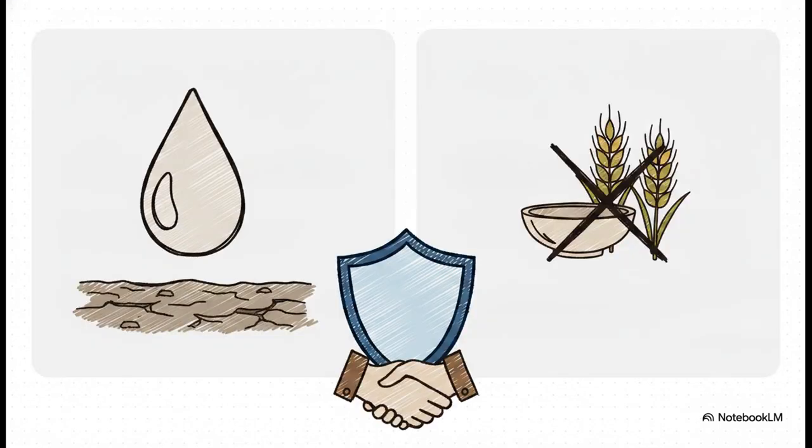Now, it is absolutely critical we separate myth from fact right here. A drought and a famine, they are not the same thing. A drought is a severe shortage of water, whereas a famine is an extreme shortage of food. It's a subtle but huge difference. While a drought can certainly contribute to a famine, things like effective government intervention, forward-thinking global trade, and smart water management can absolutely stop a dry spell from turning into a starvation crisis.